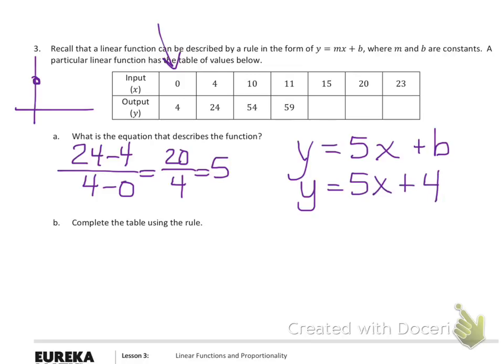So let's check that rule for some of these points. So let's look at this one. Y equals 5x plus 4. So we take our input, 4, multiply it by 5, that gives me 20. Add 4, I get 24. Let's look at this one. Input is 10. 5 times 10 is 50, plus 4 is 54. Let's look at this one. 11 times 5 is 55, plus 4 is 59. Okay, so now you find the outputs for these three inputs, 15, 20, and 23.